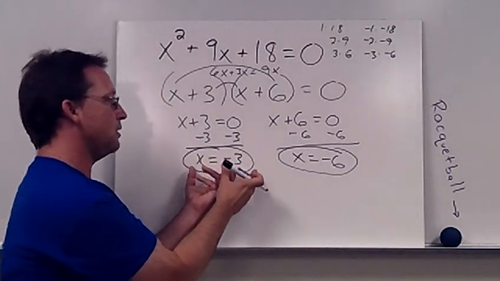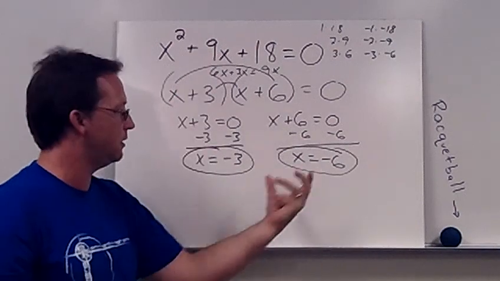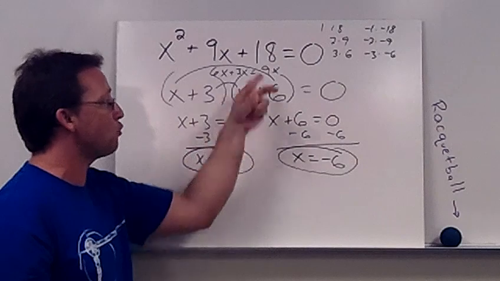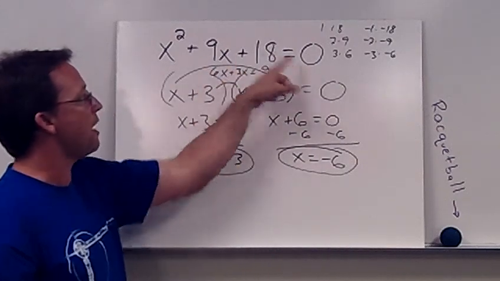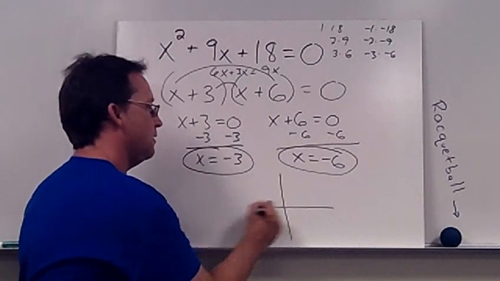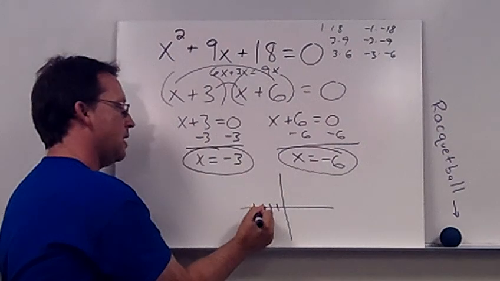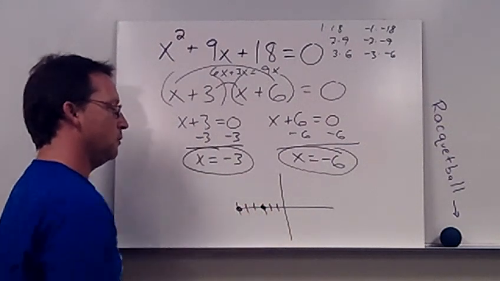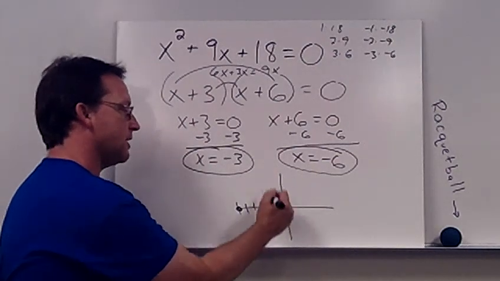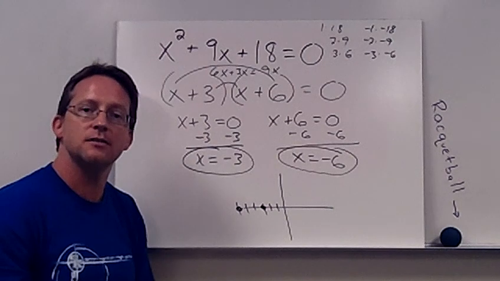Again, if I plug that x value back into the equation to check it, this expression would equal 0. If I plug this back into the expression, it would equal 0. If I graphed y equals this expression on a graph, these would tell me the x-intercepts. Negative 3, negative 6 would tell me that graph, that U shape, would cross the x-axis at negative 3 and negative 6. All right? That's the intro to factoring, some of the basics.